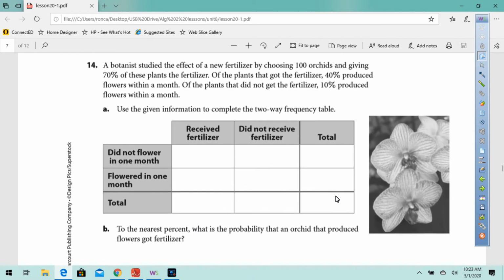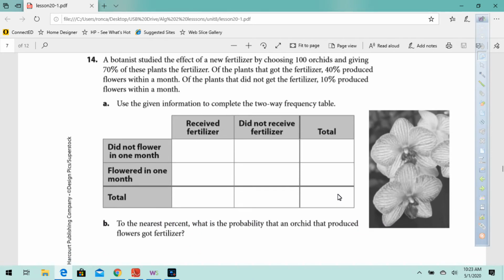14. A botanist studied the effect of a new fertilizer by choosing 100 orchids and giving 70% of these plants the fertilizer. Of the plants that got the fertilizer, 40% produced flowers within a month. Of the plants that did not get the fertilizer, 10% produced flowers within a month.